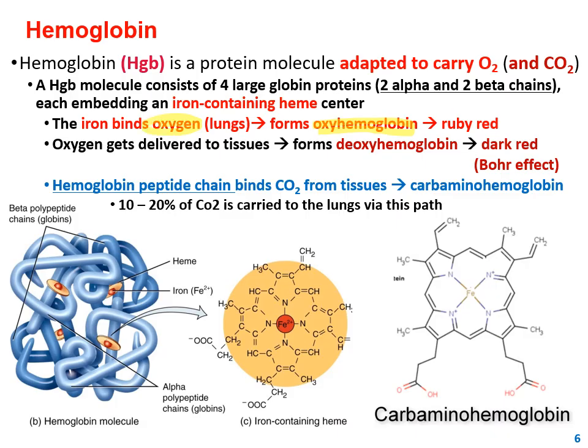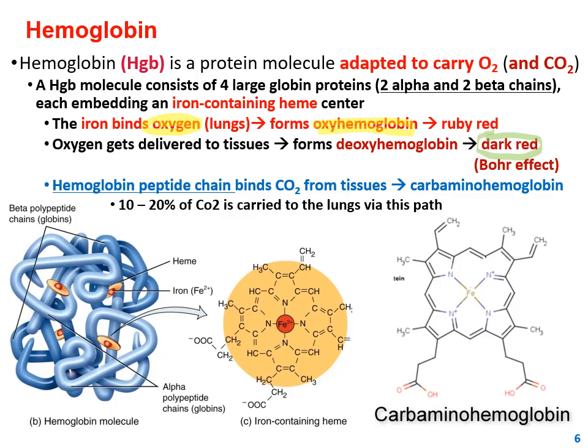Now, when it delivers the oxygen in the tissue and it picks up carbon dioxide, then it's not as bright red. It becomes dark red. This shift in color from bright red to dark red is what you call the Bohr effect.